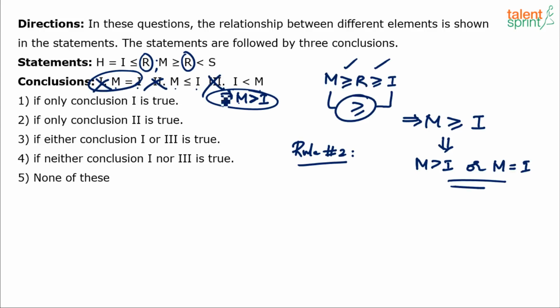So can I say either 3 or 1 is true? Either 1 or 3 is true. Option 3 has to be the answer. M is equal to I or M is greater than I.